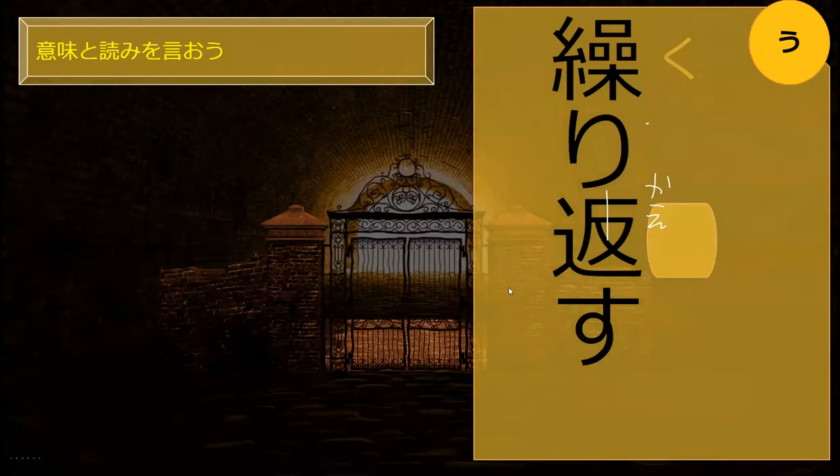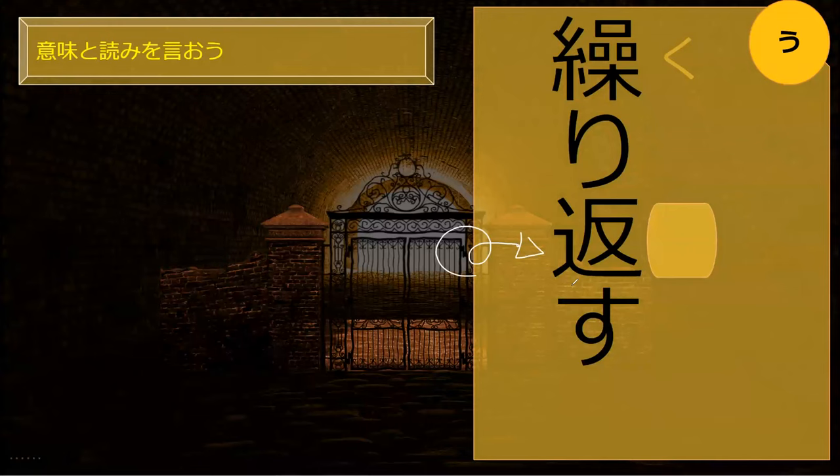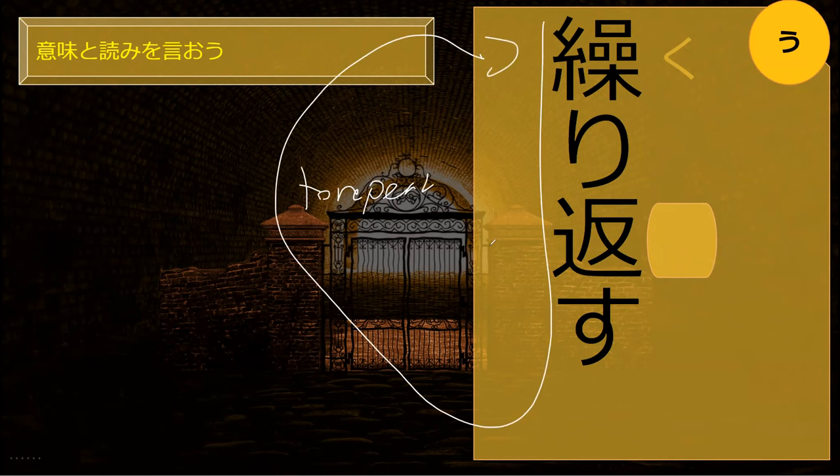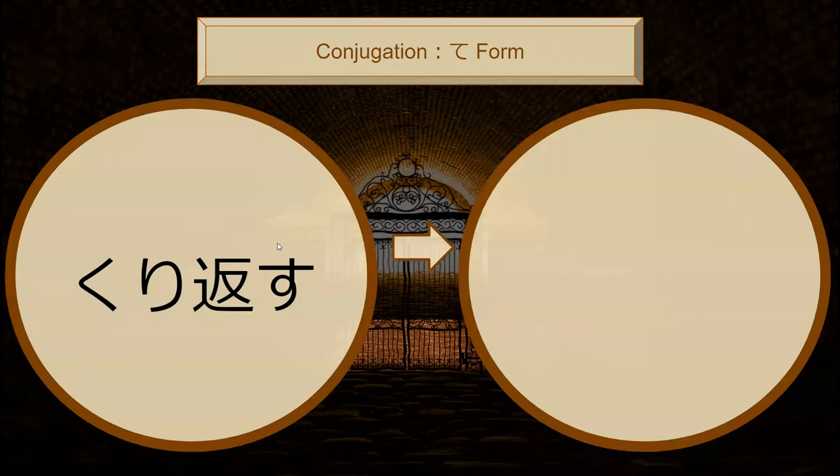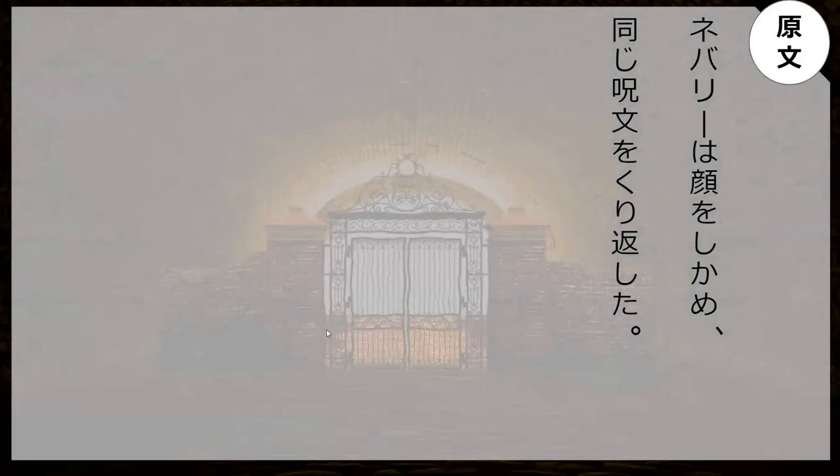Can you read this word for me? Mitsume. Good guess. This is kaesu. Mitsume kaesu. What does that mean? To return a look. Yes, to return a stare. Perfect. So this is the same kanji that shows up in this word. Can you read it for me? Kurikaesu. Hai. This is to repeat. So something happens again. What is the te form of kurikaesu? Kurikaeshite. Hai, kurikaeshite.